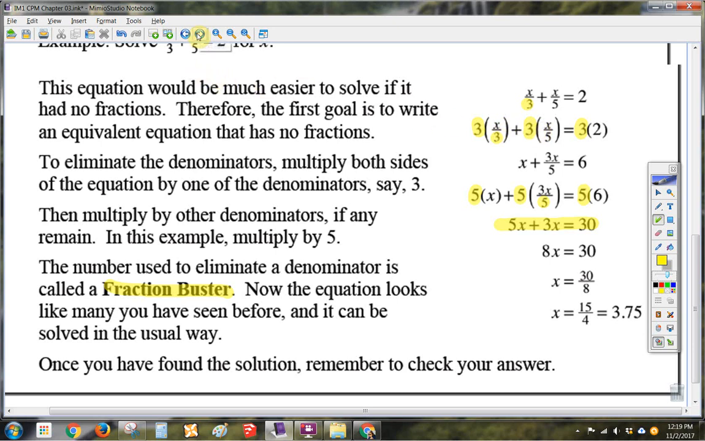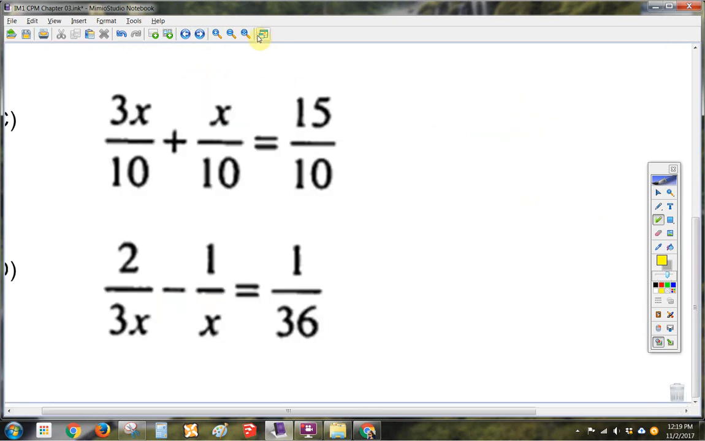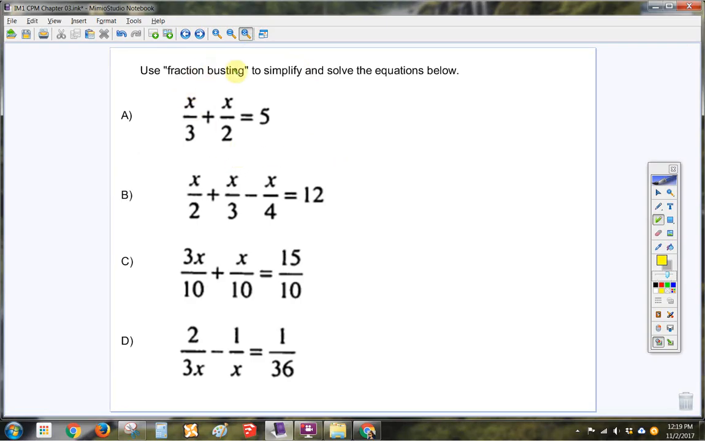So I have 4 problems for you to try on your own on the next page. Use fraction busting to simplify and solve the equations below. And you guys have fun with that. Pause the video, finish this up, and have it ready for class tomorrow.